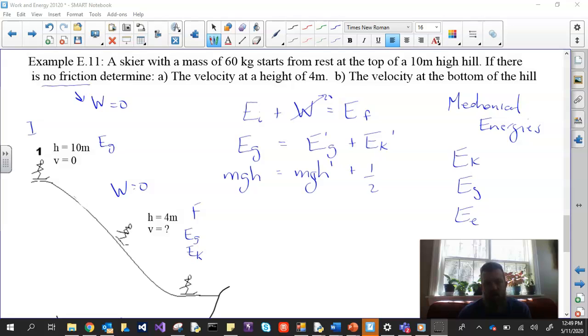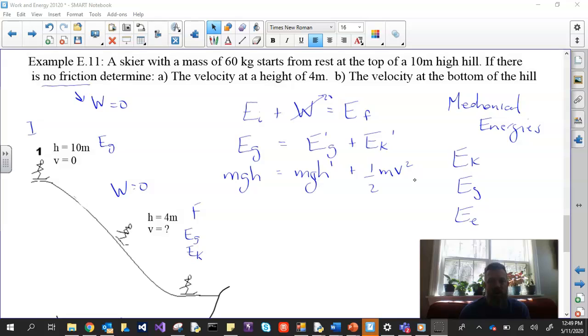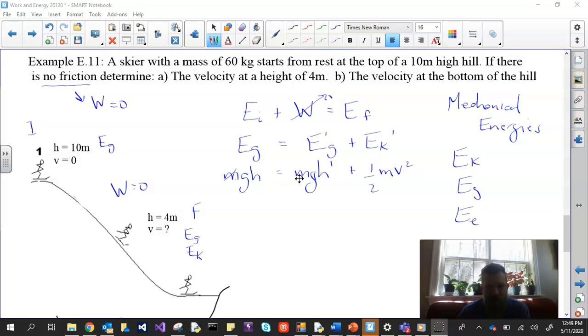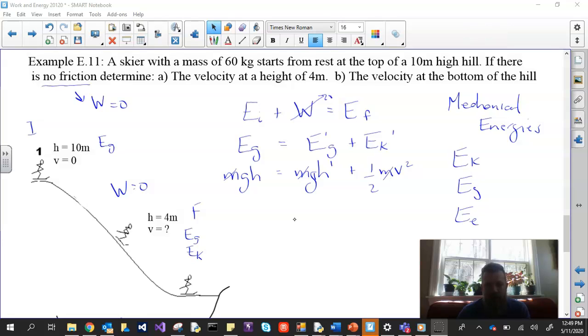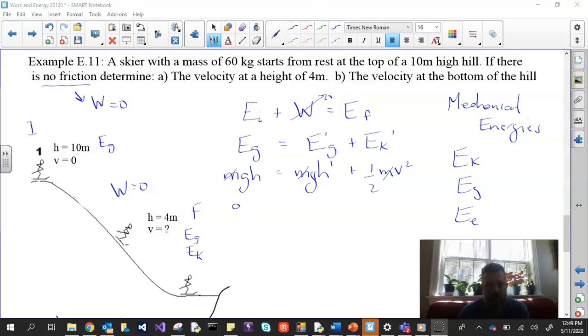Plus 1/2 mv squared. Now at this point we could put all our numbers in, but I'm going to go one step further and I'm going to look, and I notice that all three terms, so the EG, and the EK, all have a mass in them. So I'm going to eliminate the mass. And now I'll put my numbers in.